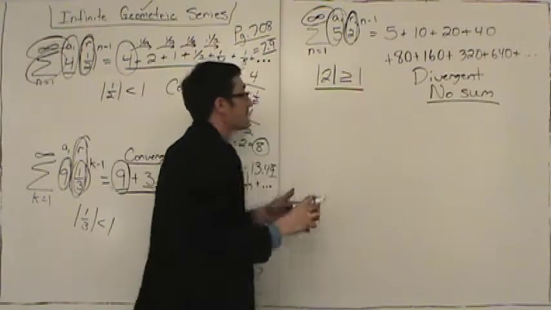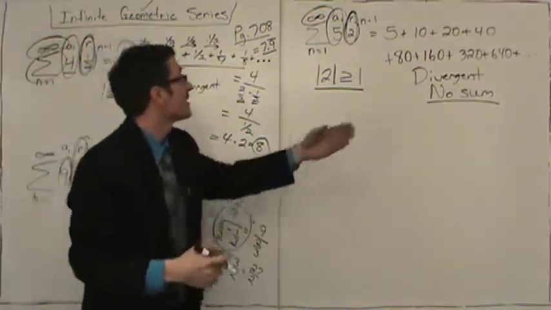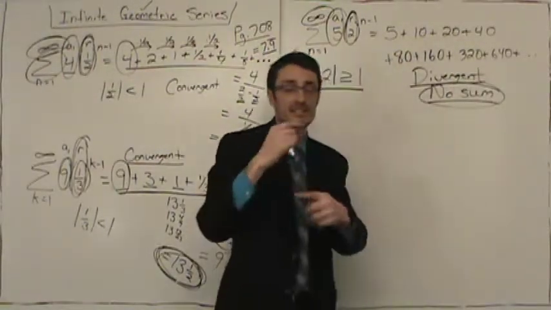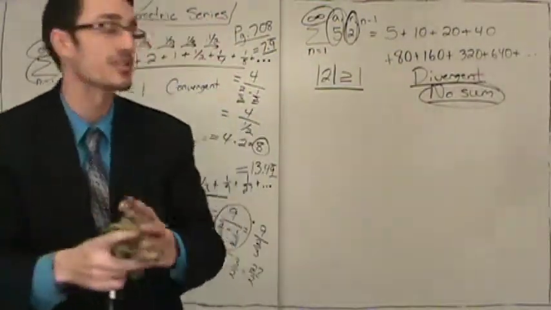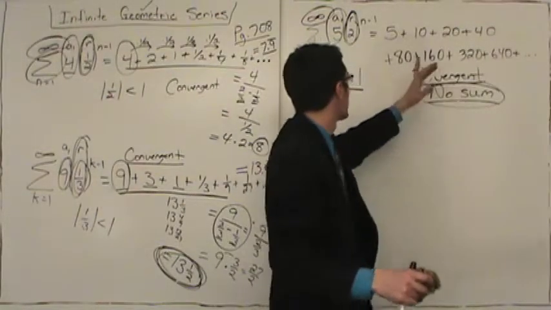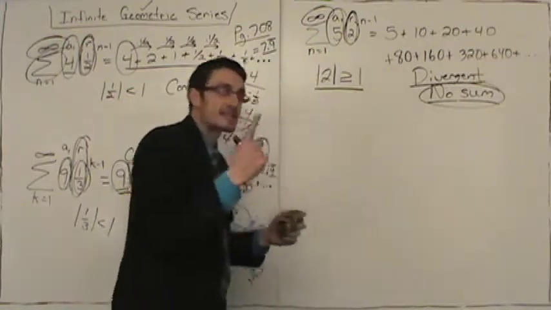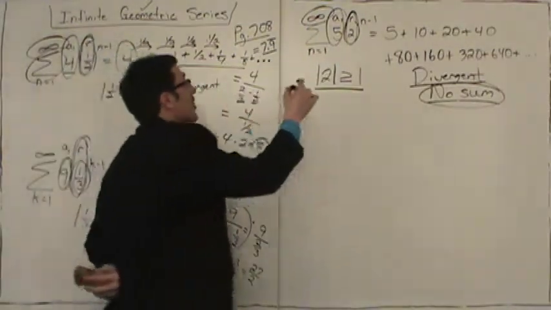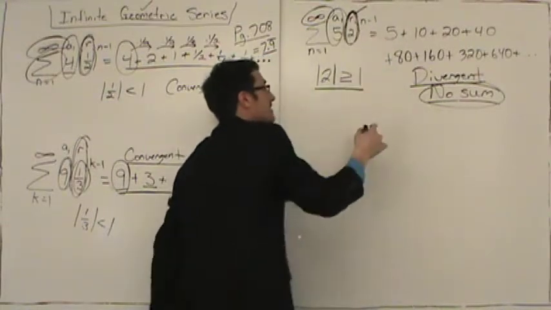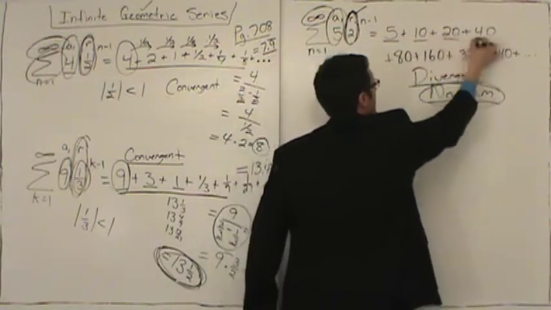Since the absolute value of 2 is greater than or equal to 1, the series is what? Divergent, meaning that if we add, it just continues to get larger and larger. It is not getting close to a value. We say that there is no sum. Now, it makes sense. If your r value is 2, if the number you're multiplying by is 2, what's happening to the numbers? The numbers are getting larger.